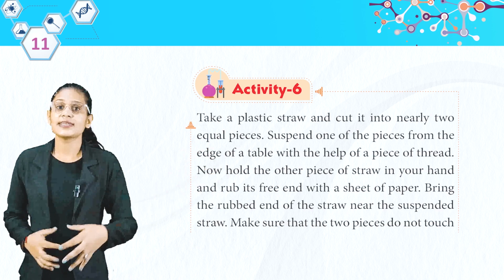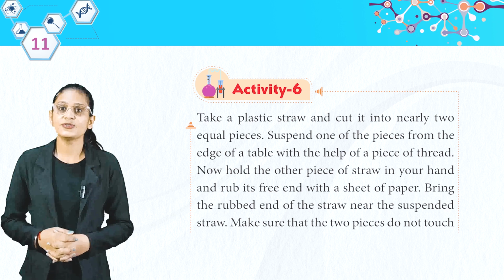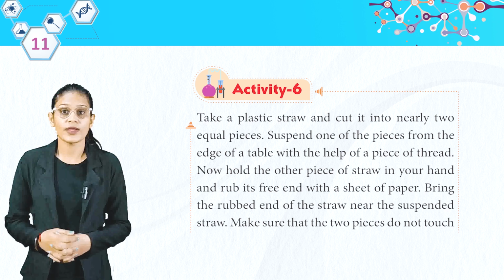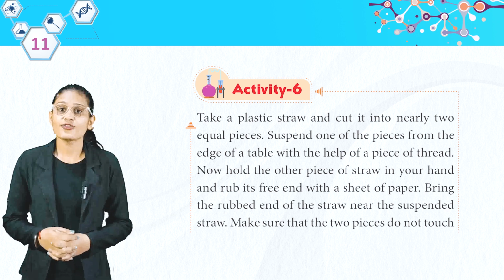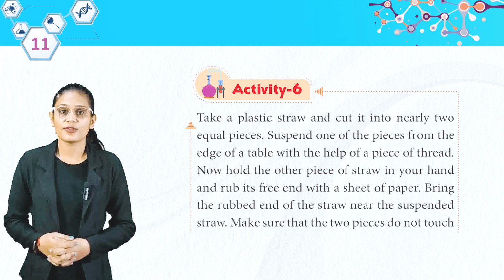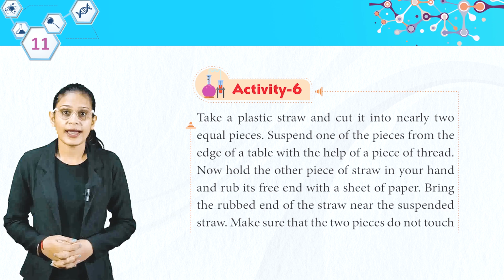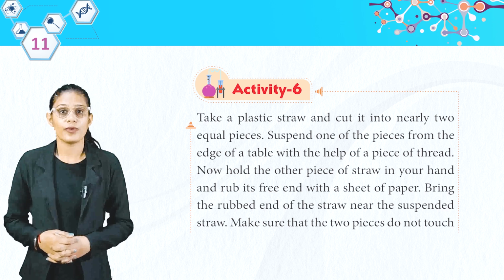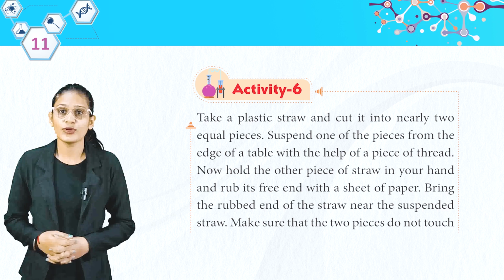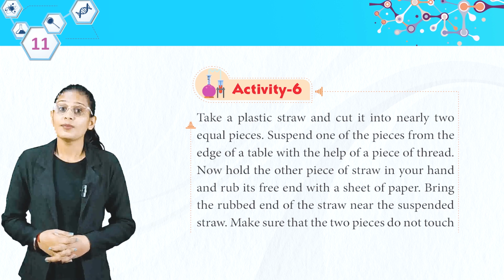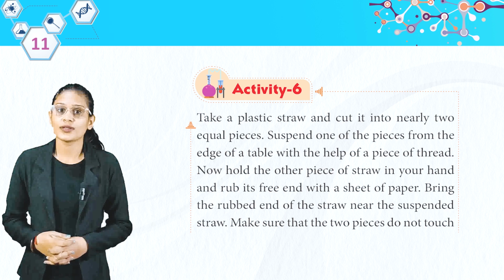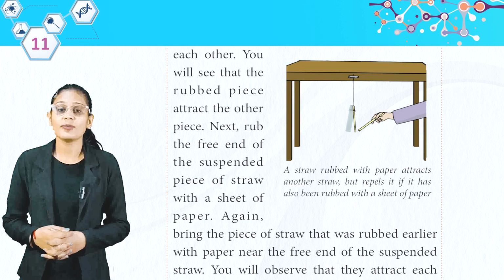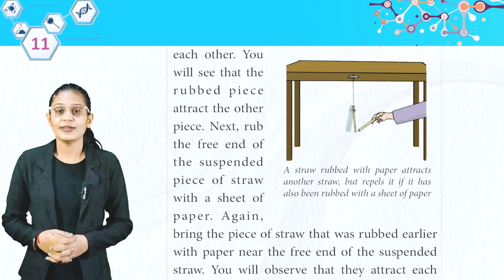Activity 6. Take a plastic straw and cut it into nearly 2 equal pieces. Suspend one of the pieces from the edge of a table with the help of a piece of thread. Now hold the other piece of the straw in your hand and rub it free end with a sheet of paper. Bring the rubbed end of the straw near the suspended straw. Make sure that the two pieces do not touch each other. You will see that the rubbed piece attracts the other piece.